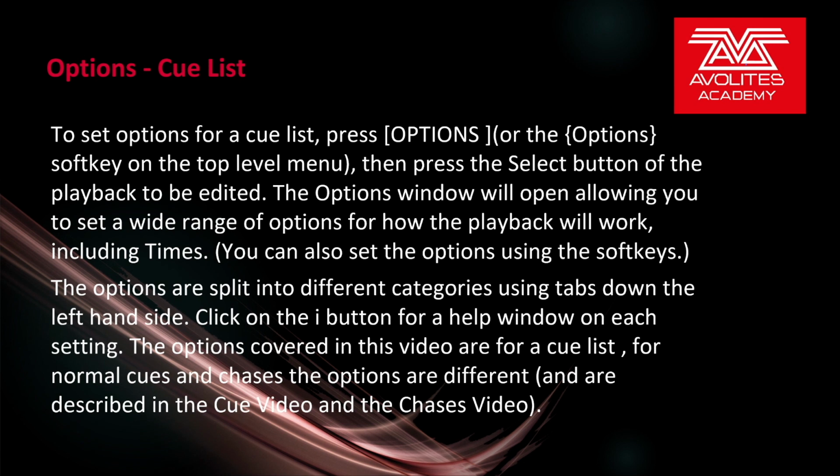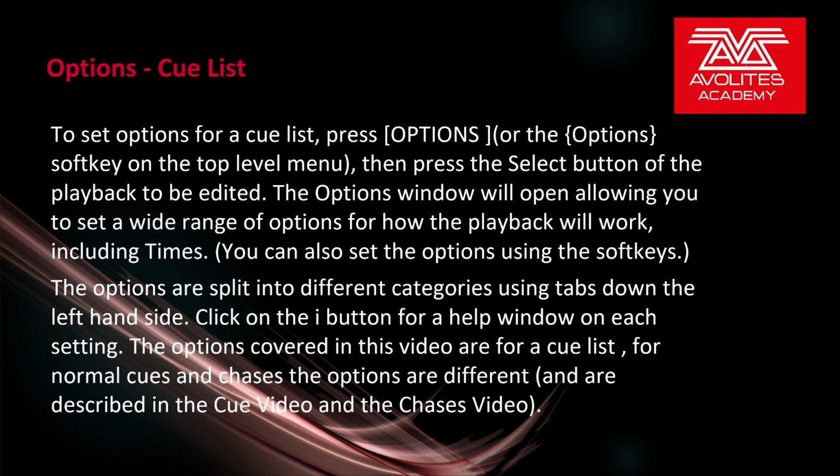To set options for a queue list, press the Options hard key or Options from the soft keys, and then press the Select button of the playback to be edited. The Options window will open, allowing you to set a wide range of options for how the playback will work, including times. You can also set the options using the soft keys.